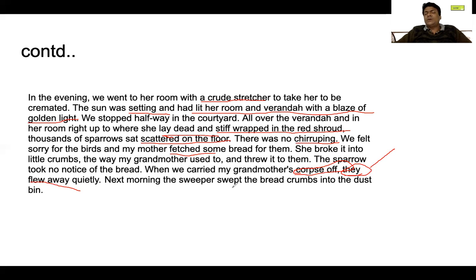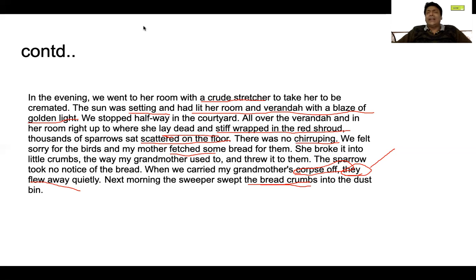Next morning, the sweeper swept the bread. Swept means cleaned the veranda where the breadcrumbs were scattered, and put them into the dustbin. So it was the saddest day. It was also very unfortunate. It seemed that even the sparrows identified that their owner, their food giver who used to give food to them every afternoon, was no more. So that's why they felt sad.